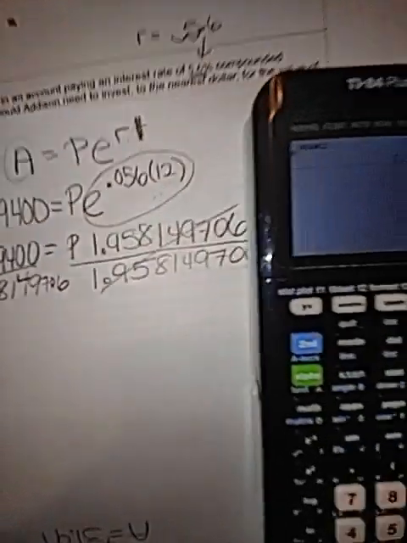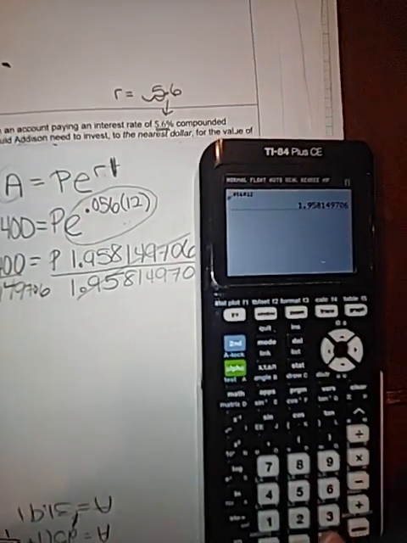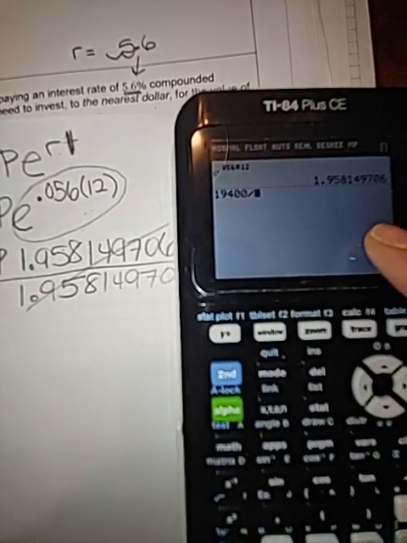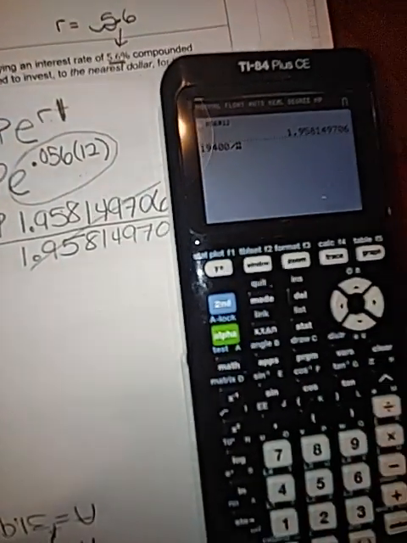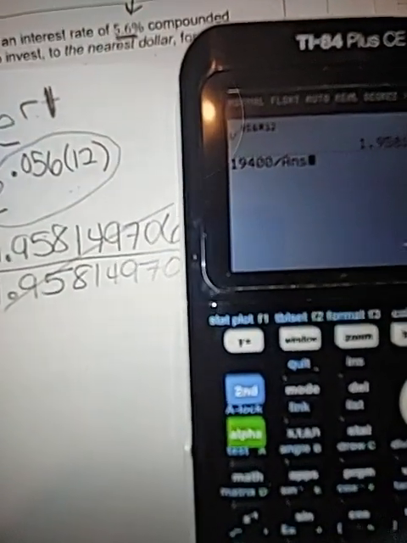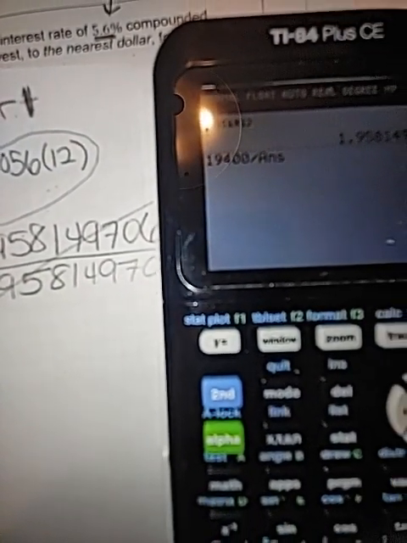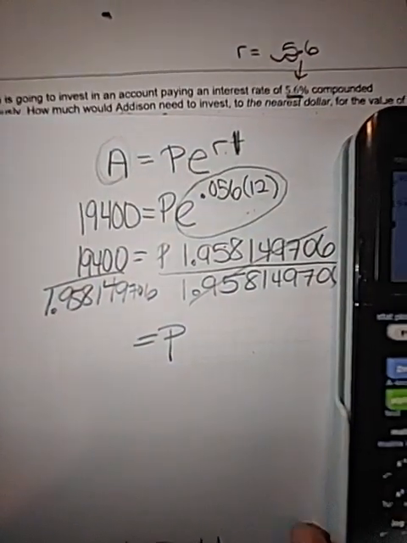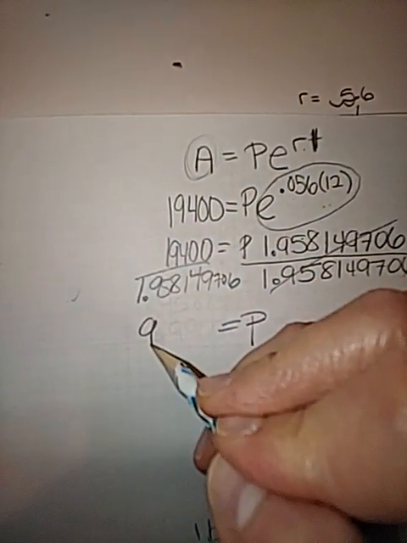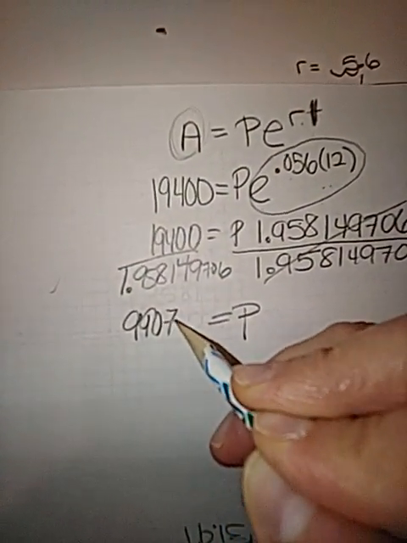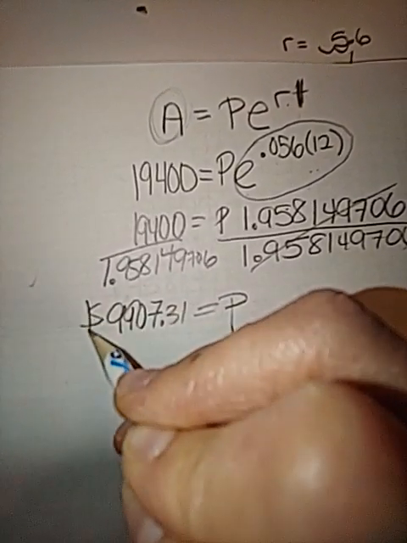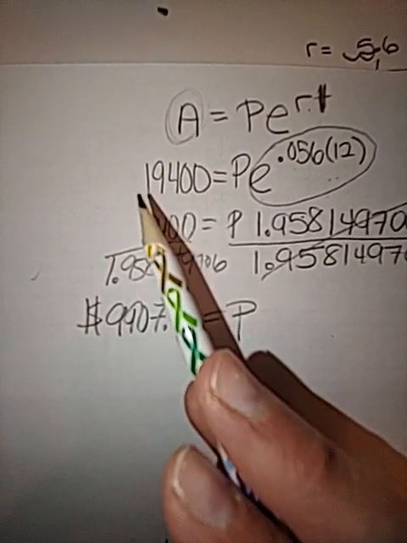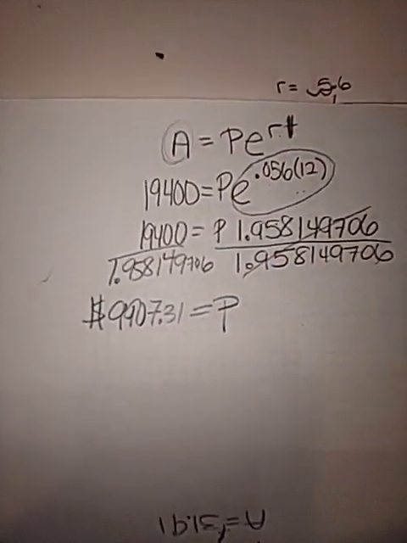Okay, so now when I type it into my calculator, I still have that number on my screen. I'm going to type in 19,400 divided by, and I want to use that answer because I don't want to round in the middle of the problem. So I'm going to press second, negative symbol. See how it types in as 19,400 over answer? Okay, and I find out that Addison needs to start with $9,907.31. So if Addison invests this amount of money in the beginning, it will grow to $19,400 under these conditions.